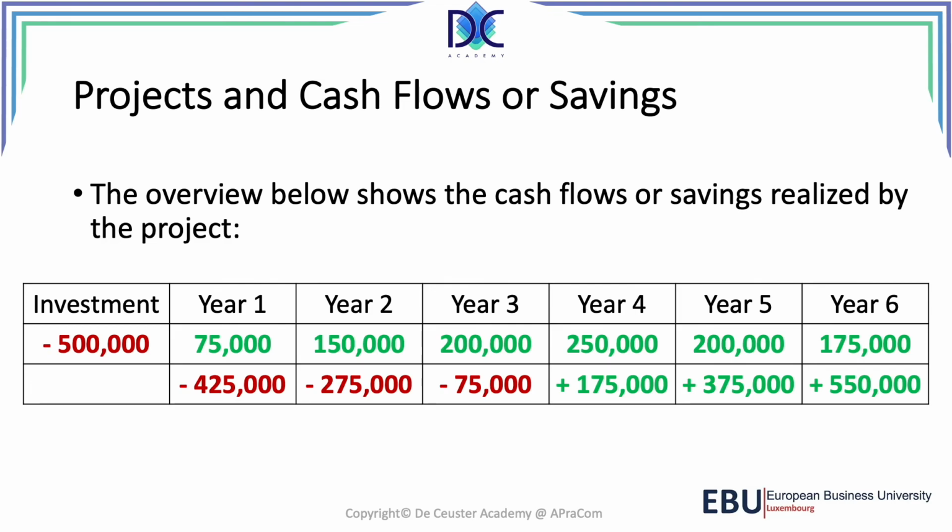We receive in year 1 75,000, so we're still 425,000 in the red. The next year we have an income of 150,000, which reduces the loss to 275,000. Then 200,000, we go to 75,000, and then we see that we have positive values. Here we calculate with non-discounted values. These are the real cash flows, as we estimated them. At the end of year 3, we're still in the red, but somewhere in the middle of year 4, after a few months, we will start going into the positive.